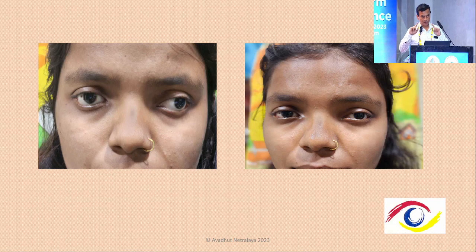Always look for other causes of pseudo-exotropia, like telecanthus in this case. So even if you get a good alignment, the patient might be dissatisfied. You need to tell this beforehand to the patient.